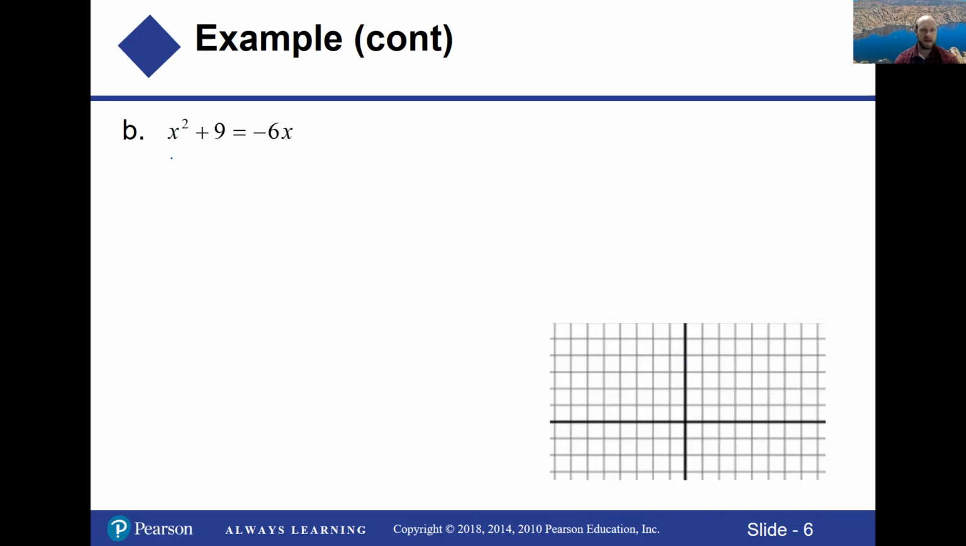So what I'm going to do is add the 6x over to the other side. So I have x squared. I'm going to add 6x over to both sides. That's going to zero out the right side. And then I have plus 9 equals 0.